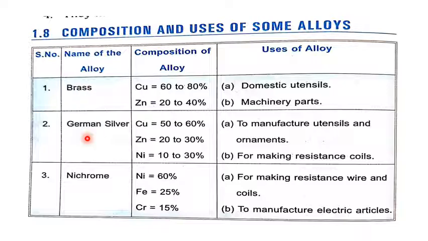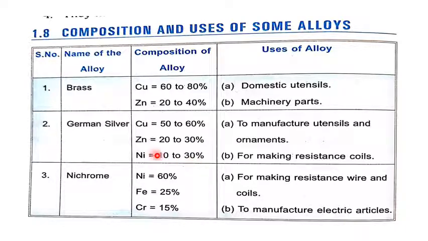Next alloy is German silver. It is a homogeneous mixture of copper, zinc, and nickel. What composition is there in German silver? Copper is 50 to 60%, that means the major metal is copper. Next, zinc is 20 to 30%, nickel 10 to 30%. This is the composition: copper 50 to 60%, zinc 20 to 30%, nickel 10 to 30%.